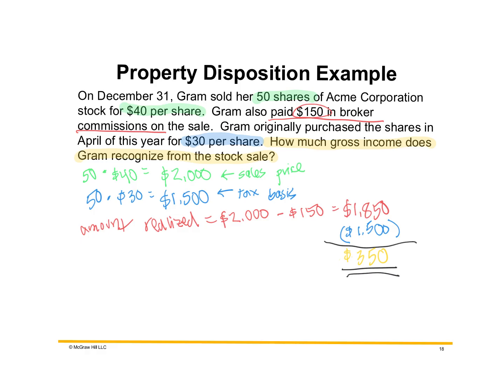So then $350 is the amount that we will include in gross income.